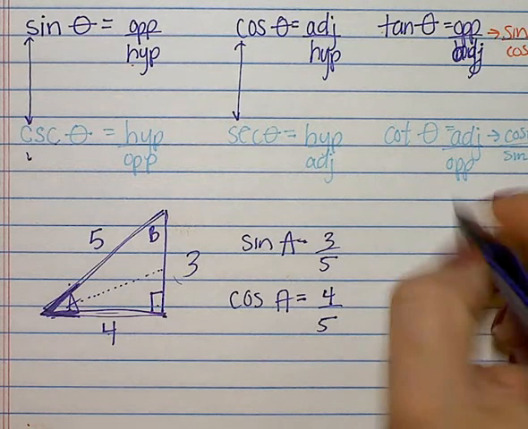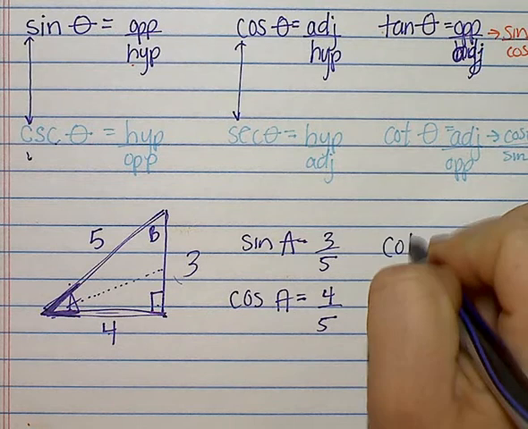Let's go over one more. This time let's do cotangent of A.